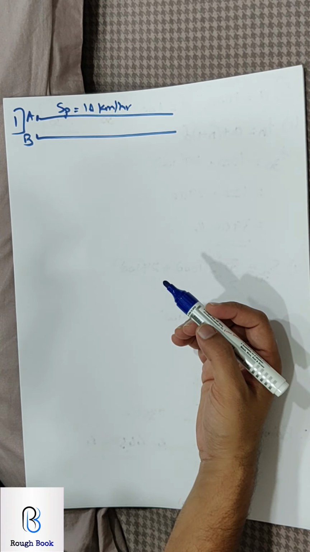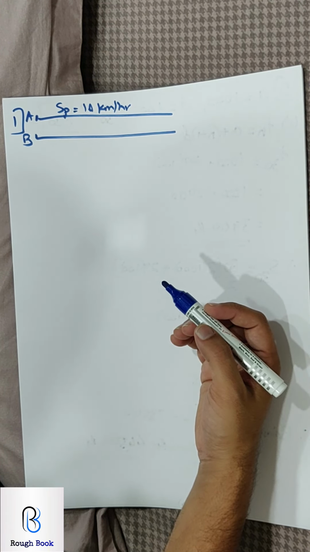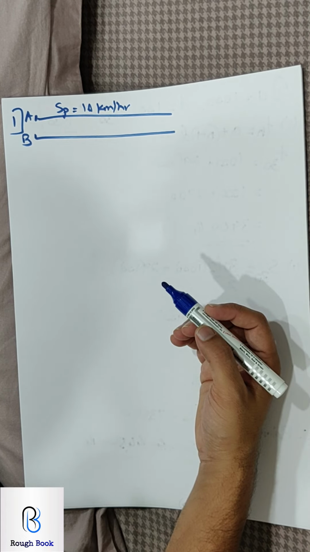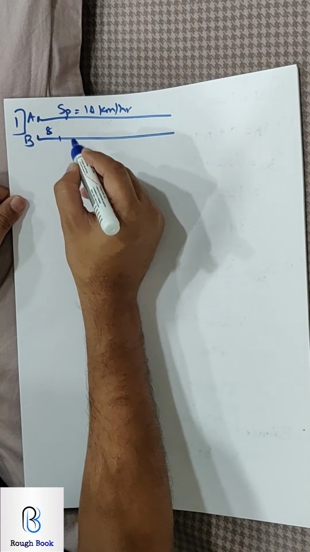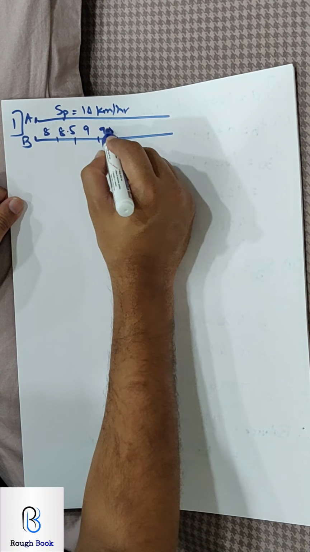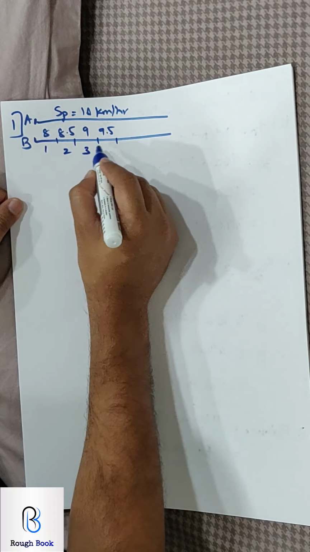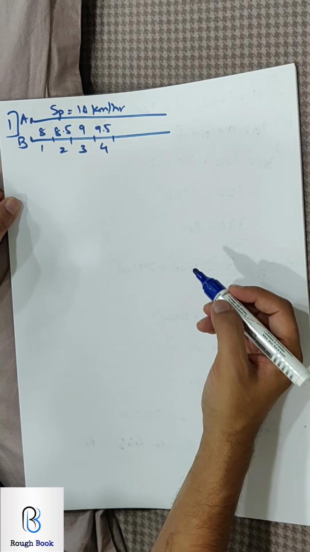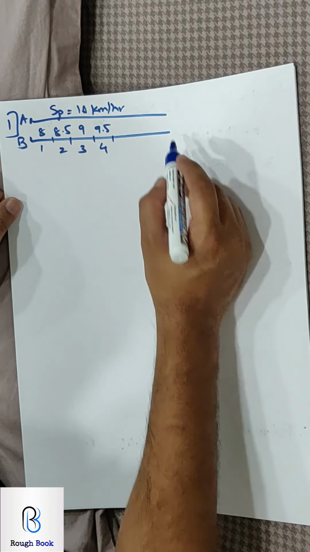Whereas the second car goes at a speed of 8 kilometers in the first hour and thereafter increasing the speed. So first hour the speed is 8, then 8.5, 9, 9.5 and so on. So this is the first hour, second hour, third hour, fourth hour and so on. The question says after how many hours will the two cars meet?